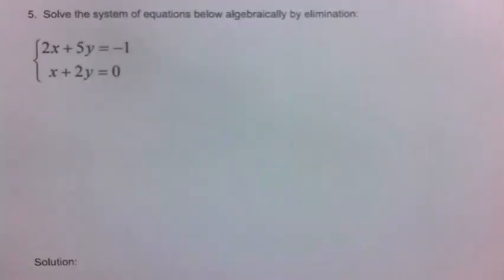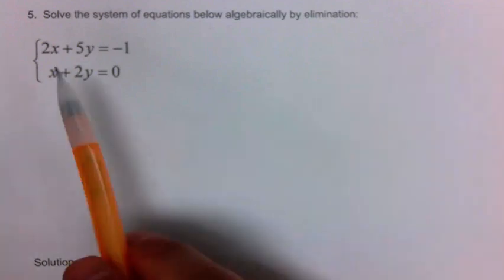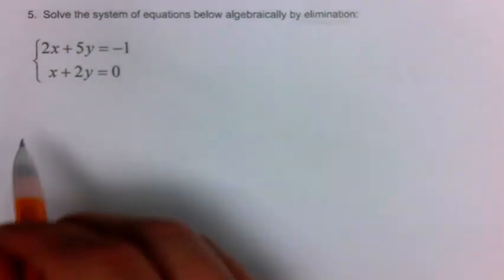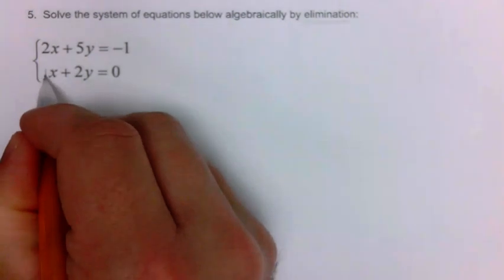Our next system says 2x plus 5y is negative 1, and x plus 2y is 0. All right, again, I don't see any opposites right now, and I'm using the elimination method. I need opposites. So what I'm going to try to do is see if I can make opposites out of one of these variable terms here. Now this x right here is the same as 1x.